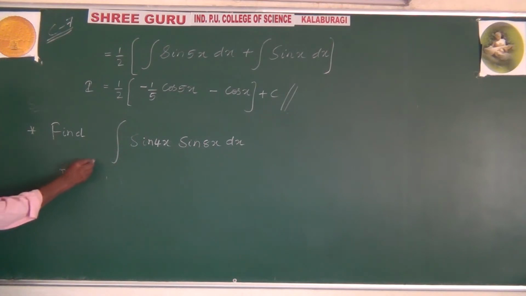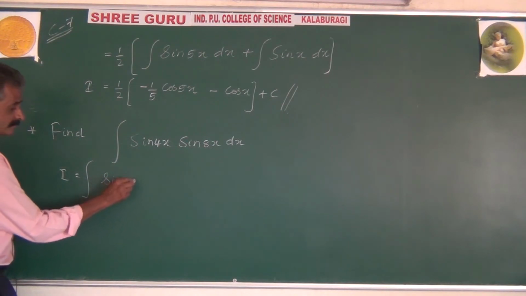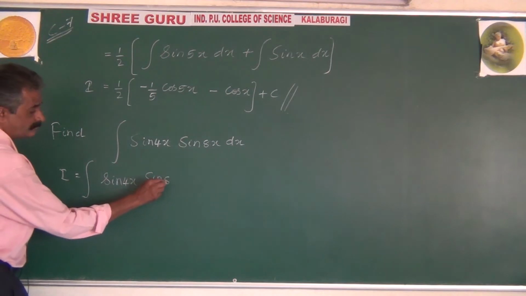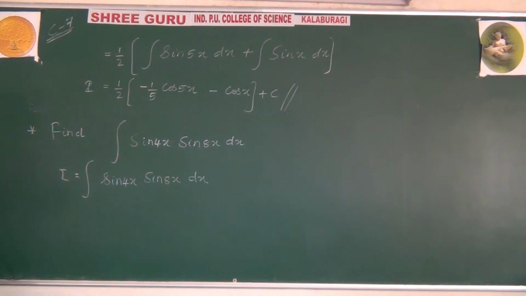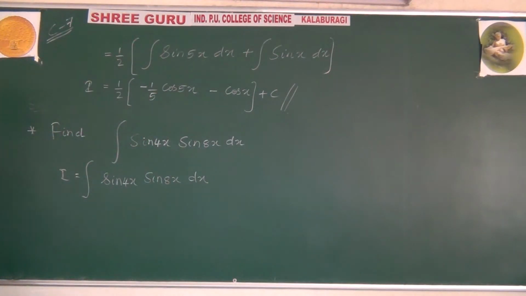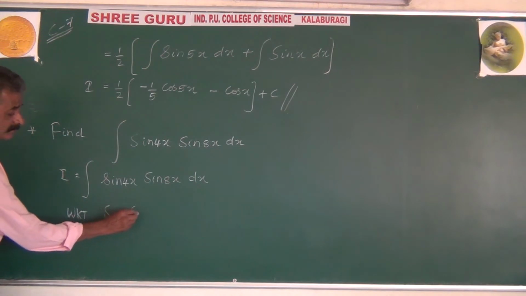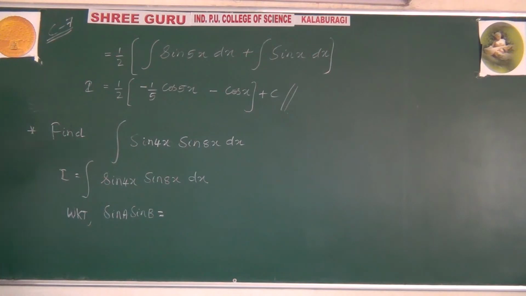Take I. Let I equal to integration of sine 4x into sine 8x dx. Like in the last problem, we cannot break the integration because of the product of two trigonometrical functions. We apply the trigonometric formula, namely sin A sin B. We know from last year that sin A sin B formulas are in two ways, one with plus, another one with minus. Both are same. Choice is yours.